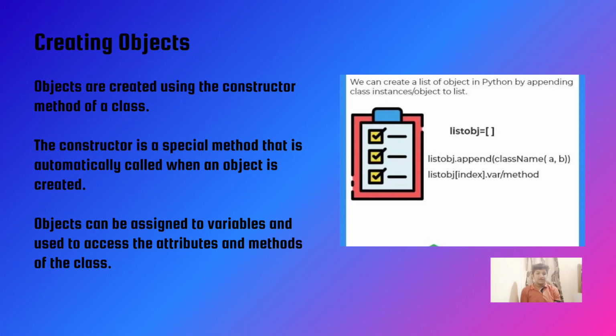Let's see about creating an object. Objects are created using the constructor method of a class. The constructor is a special method that is automatically called when an object is created. Objects can be assigned to variables and used to access the attributes and methods of the class.